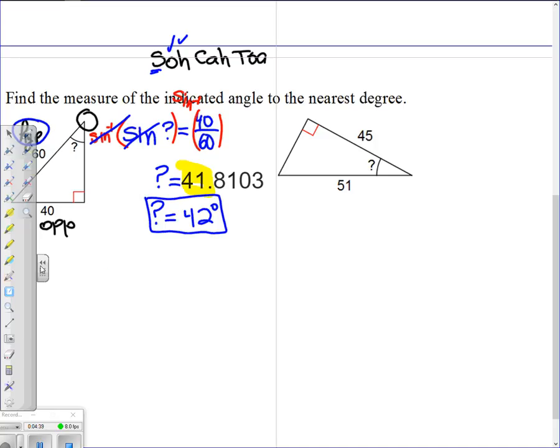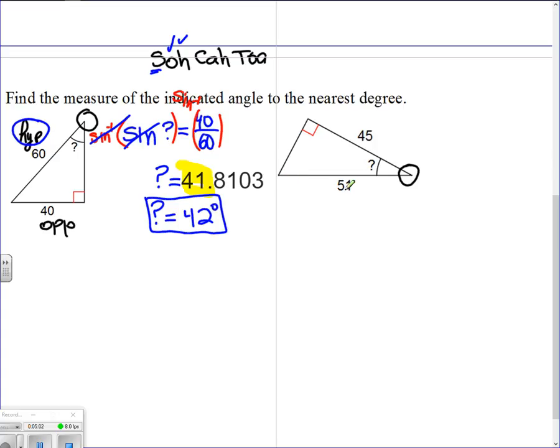Like before, I need to find what's given. And based on what is given, I know that I'm going to use one of these, either sine, cosine, or tangent. Next problem. I'm going to stand right here because that's what they're asking for. Here, I don't know anything.